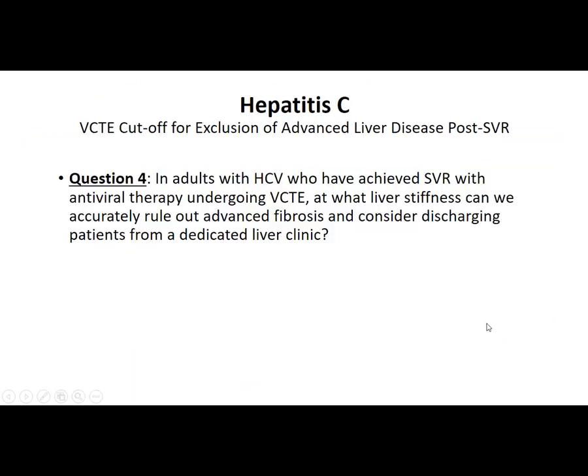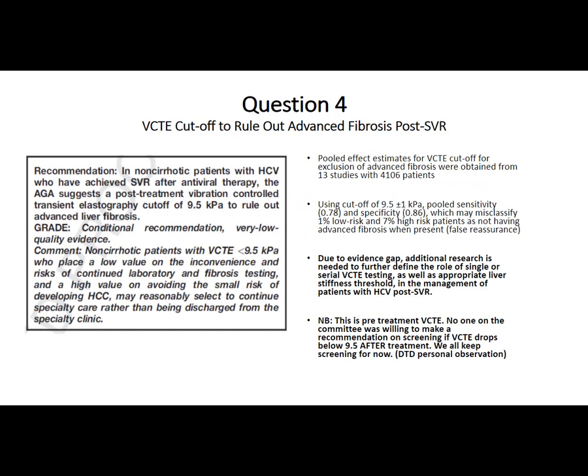Now, what about the cutoff for exclusion of advanced liver disease after SVR? In adults with Hep C who have achieved an SVR, at what liver stiffness can we accurately rule out advanced fibrosis and consider discharging patients from a dedicated liver clinic? Now, important point here, this is a pre-treatment elastography measurement, not post-treatment. We'll mention that in a second, actually.